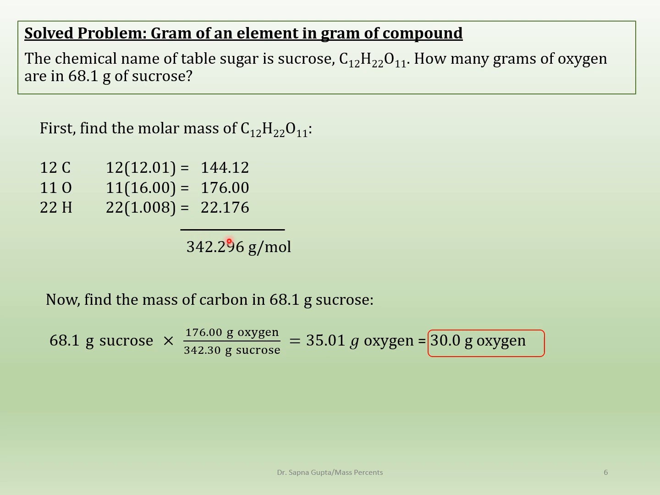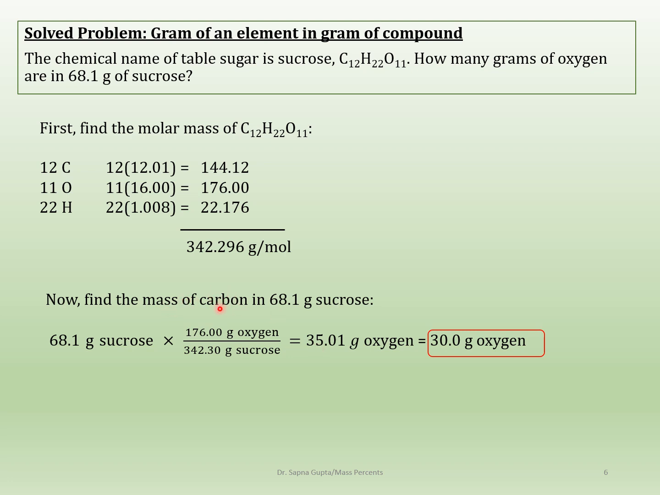sucrose. That's your ratio, okay, that you have, and that ratio is like a conversion factor for you, and that conversion factor you are going to use here for 68.1 grams. So you're asked how many grams of oxygen you have in sucrose. So 68.1 grams of sucrose will have, then you use your conversion factor, because now in 342.30, so I rounded it off here to say to 2 decimal places, you have 176 grams. Okay, so this is your conversion factor, and that will give you then your grams of oxygen, okay, in there.